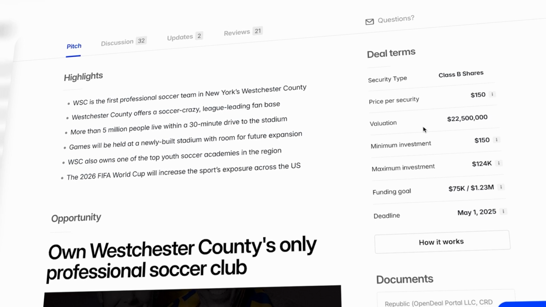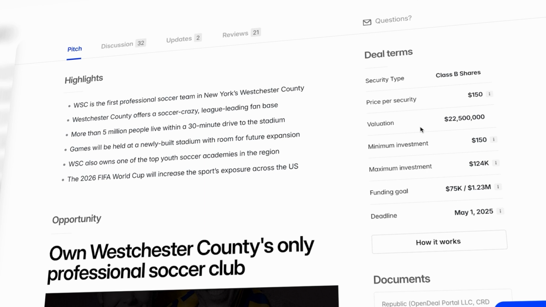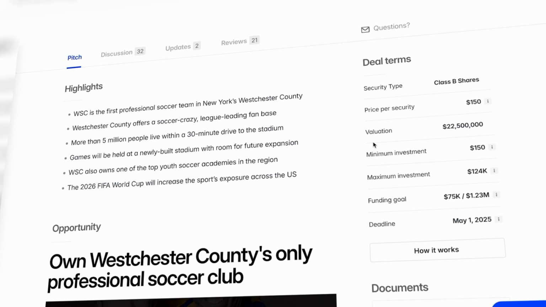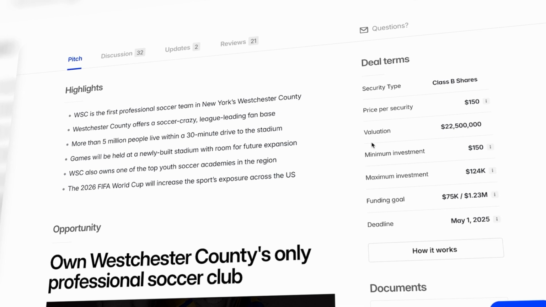It's also going to depend on how far along they are when it comes to the business model. Have they generated revenue yet? Are they pre-revenue? Have they developed an initial prototype yet or concept, right? Where are they when it comes to the actual business? So you're going to be looking at the price per security, valuation. Another big one is going to be the minimum investment amount.